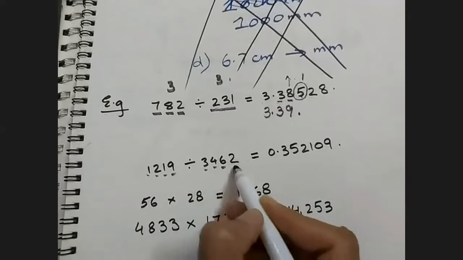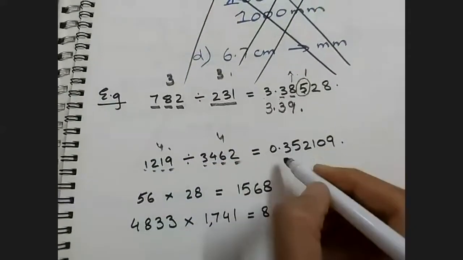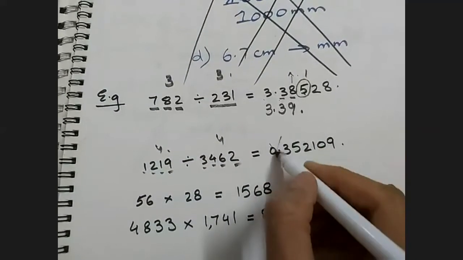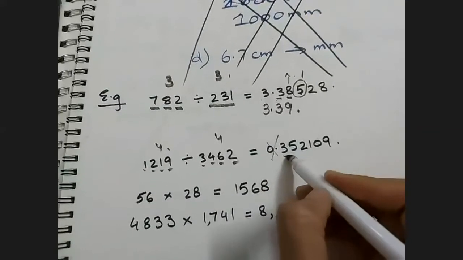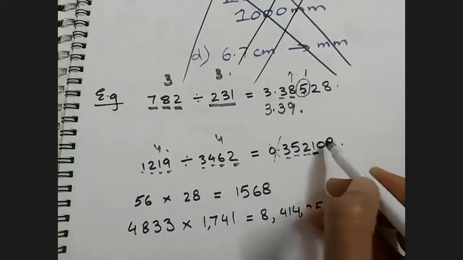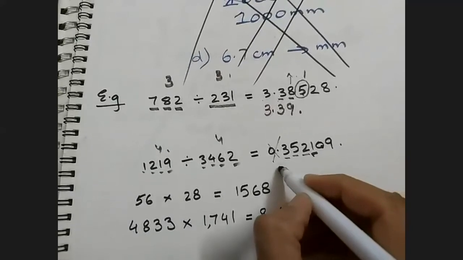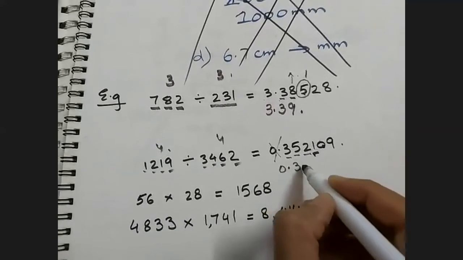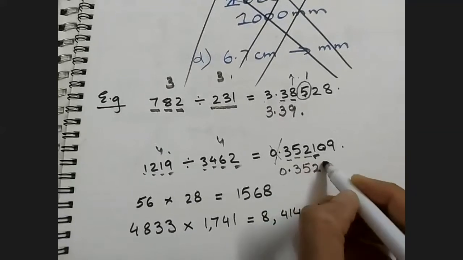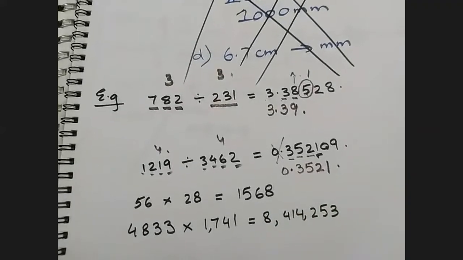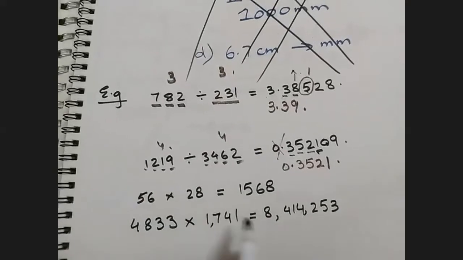Again here, 1, 2, 3, 4. So is this significant? No, I will not count this. 1, 2, 3, 4. But this is 0, so this will stay as it is. So the answer would be 0.3521. Okay. And then so on and so forth.